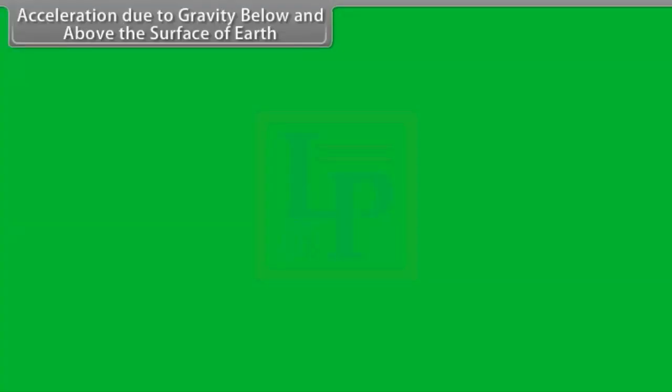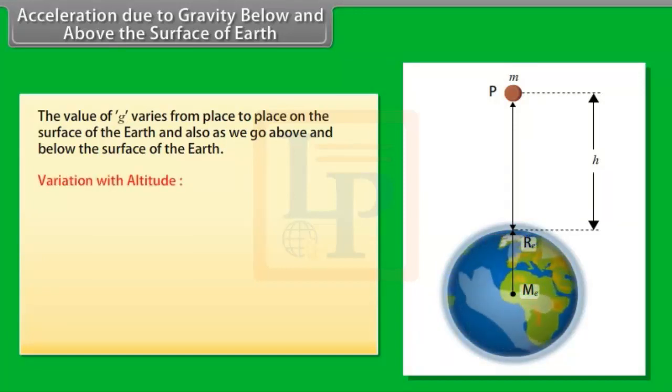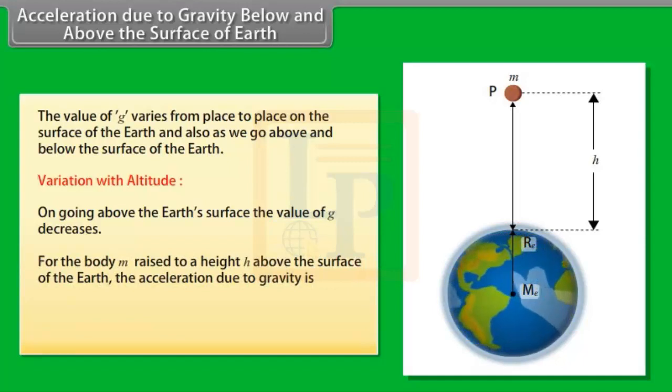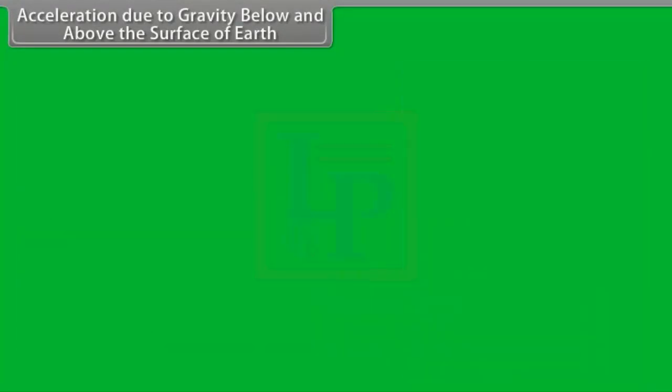Acceleration due to gravity below and above the surface of Earth. The value of g varies from place to place on the surface of the Earth and also as we go above and below the surface of the Earth. Variation with altitude. On going above the Earth's surface, the value of g decreases. For a body of mass m raised to a height h above the surface of the Earth, the acceleration due to gravity is given by g' = g × (1 − 2h/R).